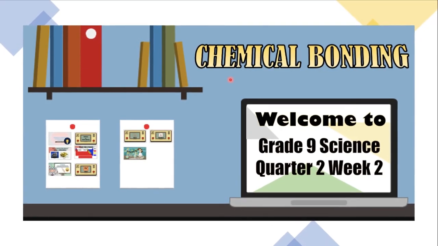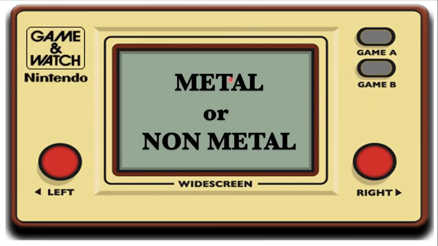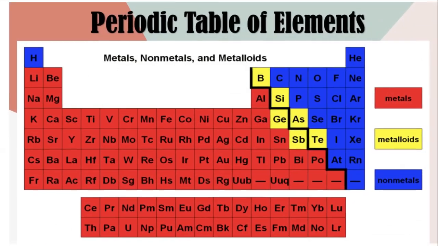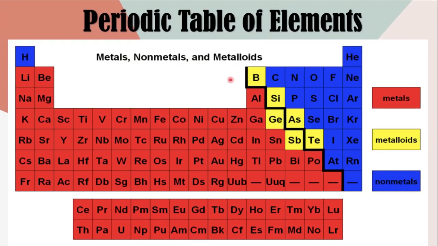Before we start, let us have a short activity. Metal or non-metal? Do you still remember how to identify if the element is metal or non-metal? If not, all you need to do is look at your periodic table of elements. Shown on your screen right now is the periodic table of elements which are grouped as to metals, metalloids, and non-metals. Metals are those colored with red. Metalloids are yellow. And non-metals are blue.